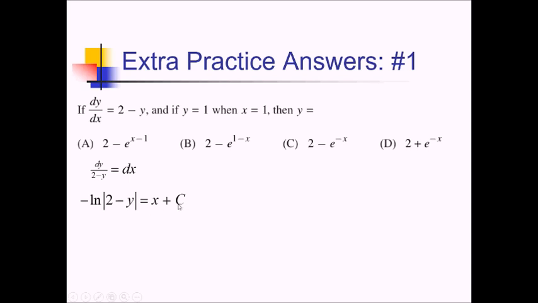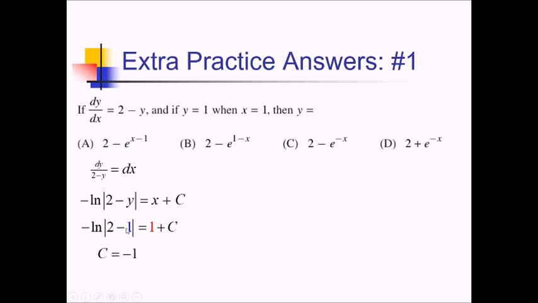Now we have to find that c that we just added in there. To do that, we have to plug in our initial condition. So I have negative ln absolute value of 2 minus the y value 1 equals the x value of 1 plus c. This is ln of 1, which is just 0, so the whole left side is basically 0. Subtracting this 1 to get c by itself, we have c equals -1.